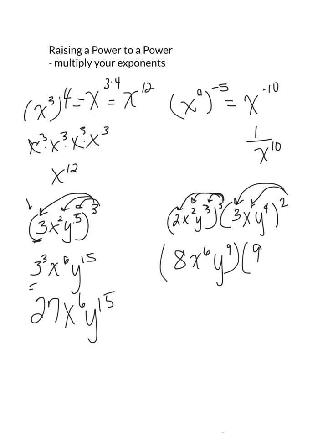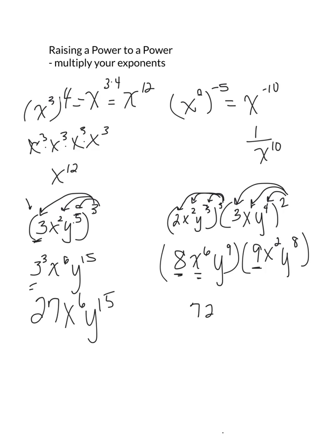X to the first raised to the second is x to the second. And then 2 times 4 is 8, so y to the 8th. So now I'm going to simplify this even more. So I'm going to group my coefficients together. So 8 times 9 is 72.